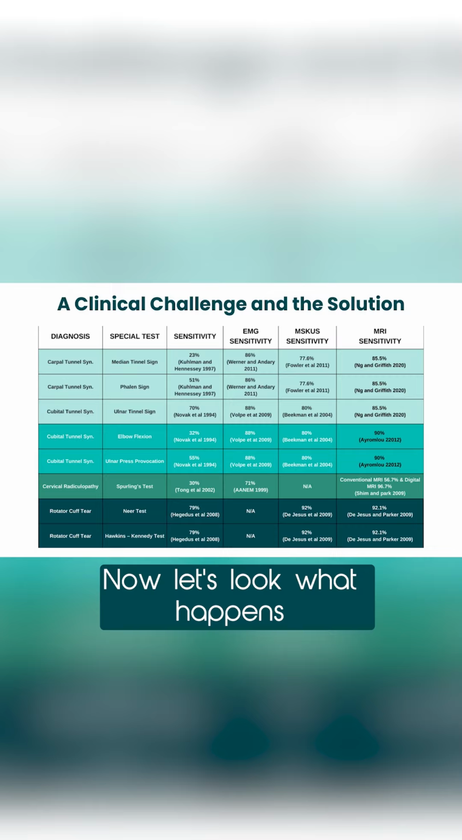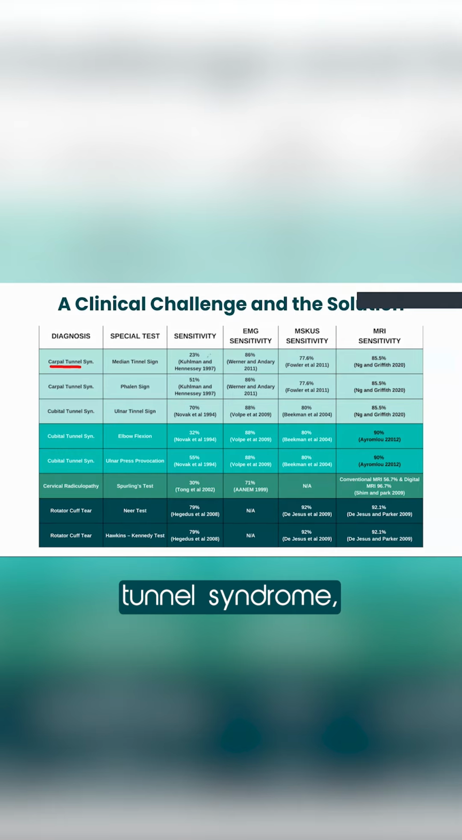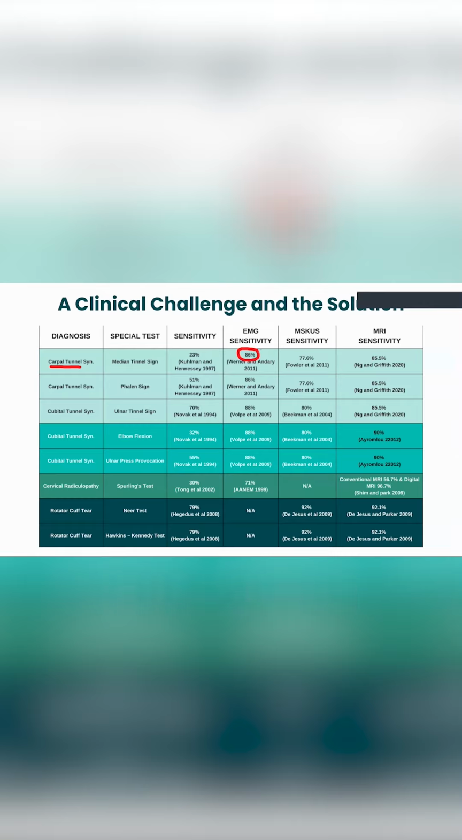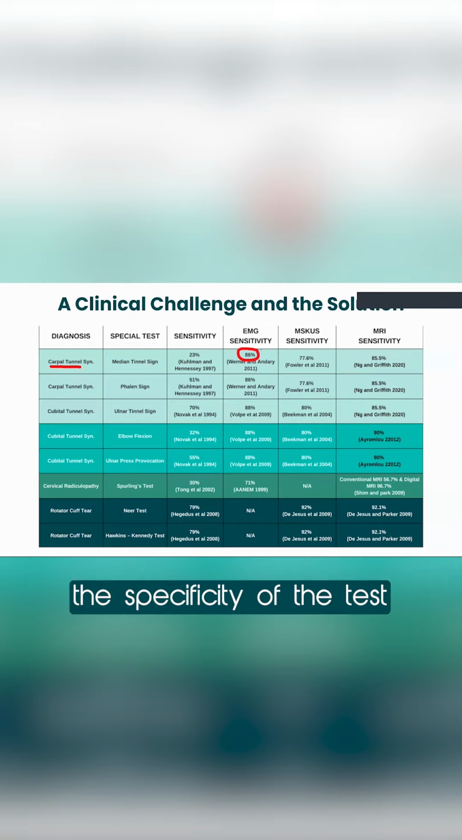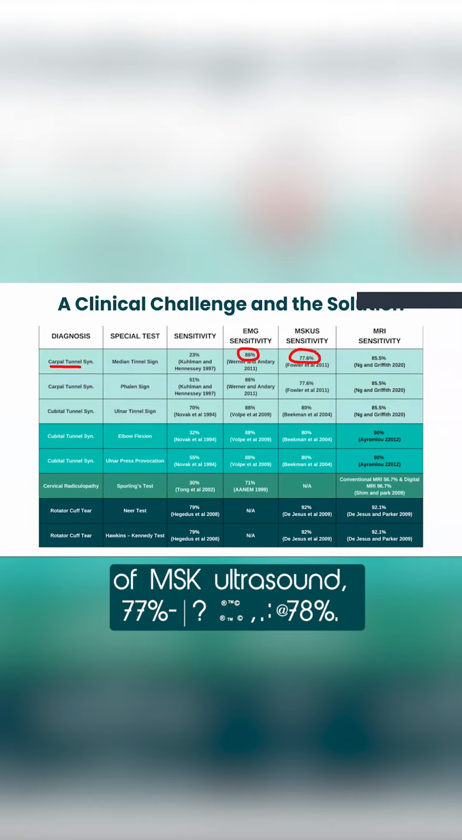Now, let's look at what happens if we look at the sensitivities of a variety of diagnostic tests. For example, for carpal tunnel syndrome, the sensitivity of EMG can be up to 86%, and actually, the specificity of the test can reach 98%. Look at the sensitivity of MSK ultrasound, 77, 78%.